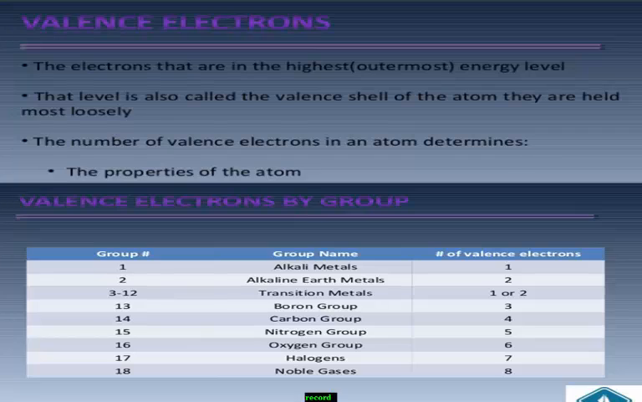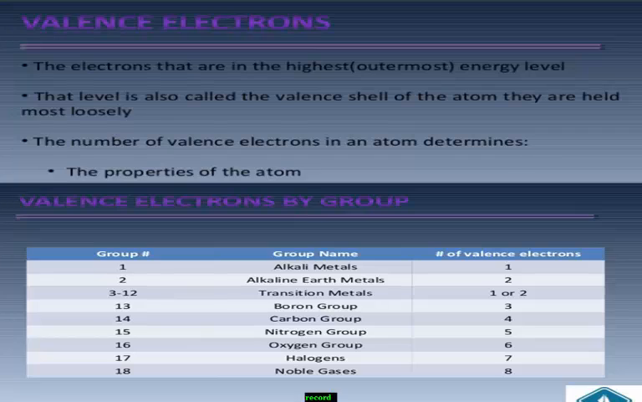The number of valence electrons in an atom determines the properties of the atom. Students, carefully observe this table. Here I have given the group, group name and number of valence electrons in a particular group. We know group 1 elements are called alkali metals, and in alkali metals the number of valence electrons is 1.